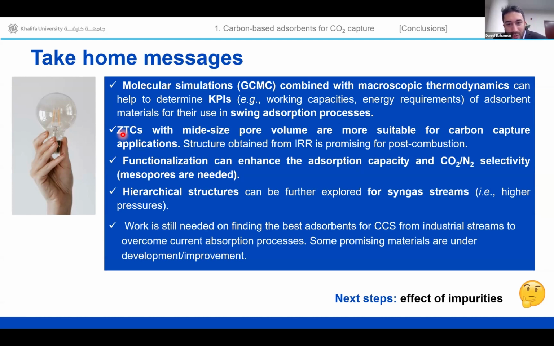So now the idea is to start exploring the effect of impurities, which I didn't mention before, to see what will happen if these materials are exposed not only to CO2 and nitrogen, but also water or SO2 or additional impurities you might get in the combustion stream.